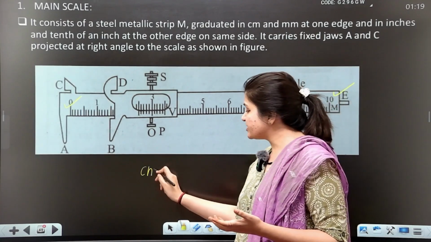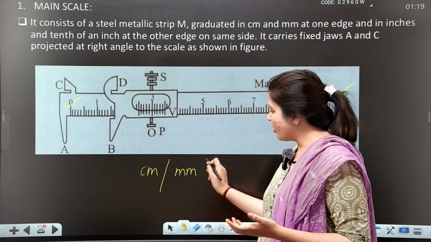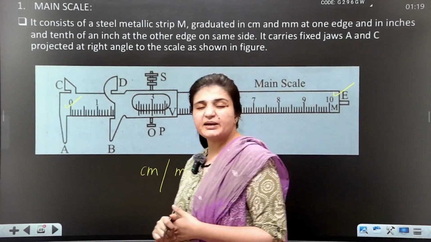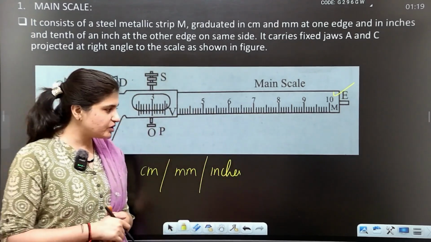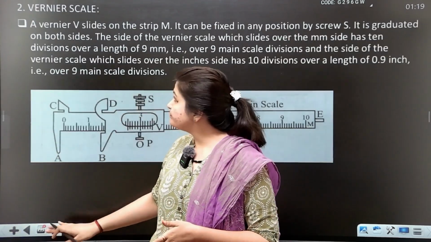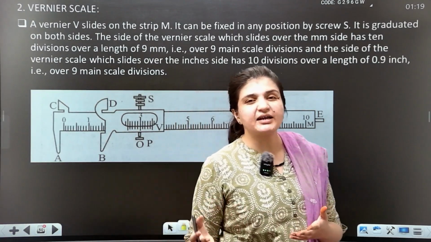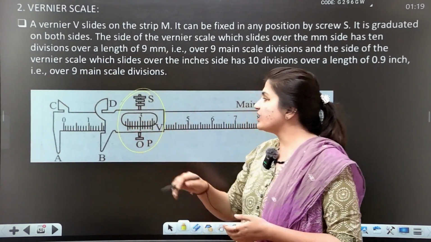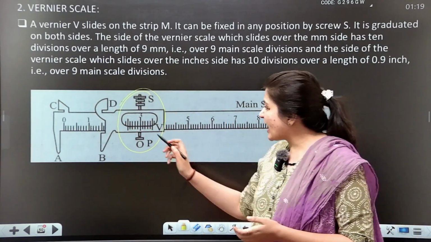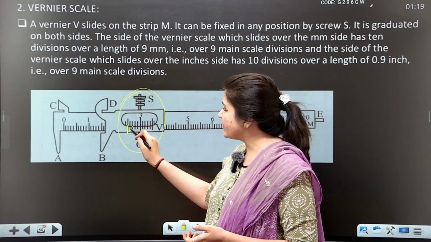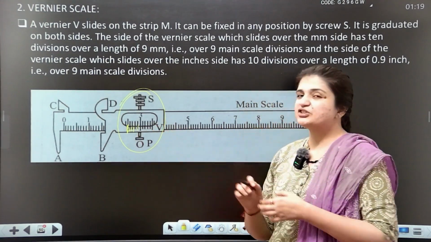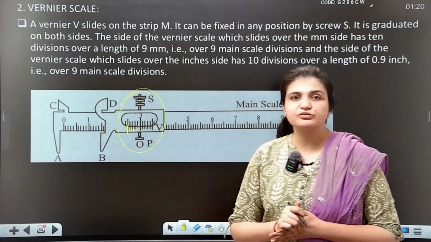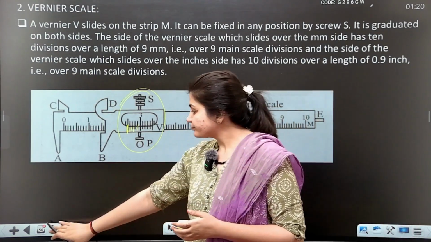So we can measure it in centimeters, millimeters or inches. So we have the various types of graduations in this main scale through which we can do the reading. Now let's come to another section where we have the vernier scale. In the vernier scale we have very small readings through which we measure the length.